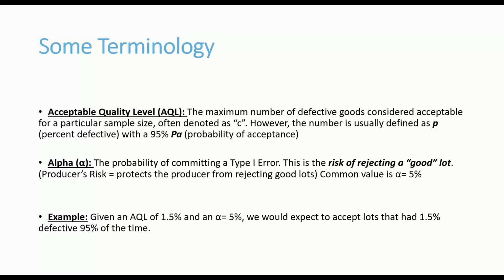Okay, it's the maximum number of defective goods that you can have before you go ahead and reject the lot. And it's usually defined as a % defective, okay? And we'll have a probability of acceptance here. 95% is usually the standard.